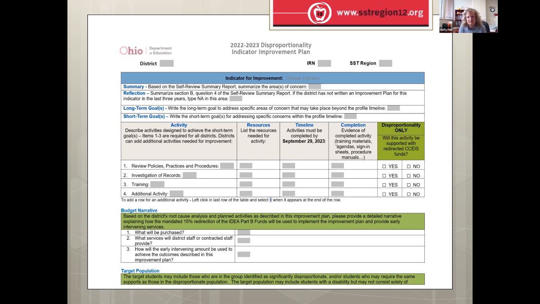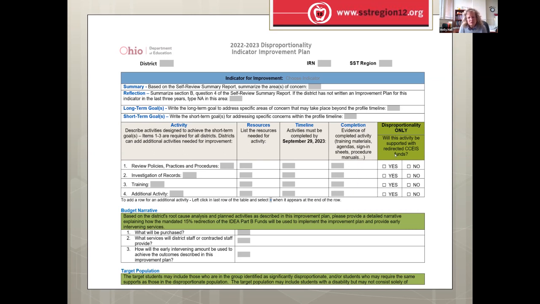Completion, that's all of the evidence that you will upload into the monitoring application. And so as you're developing your activities, one of the things to think about is what can we do that is easily demonstrated through evidence that would be pretty easy to upload. And then those would be things that would be entered into that monitoring application.